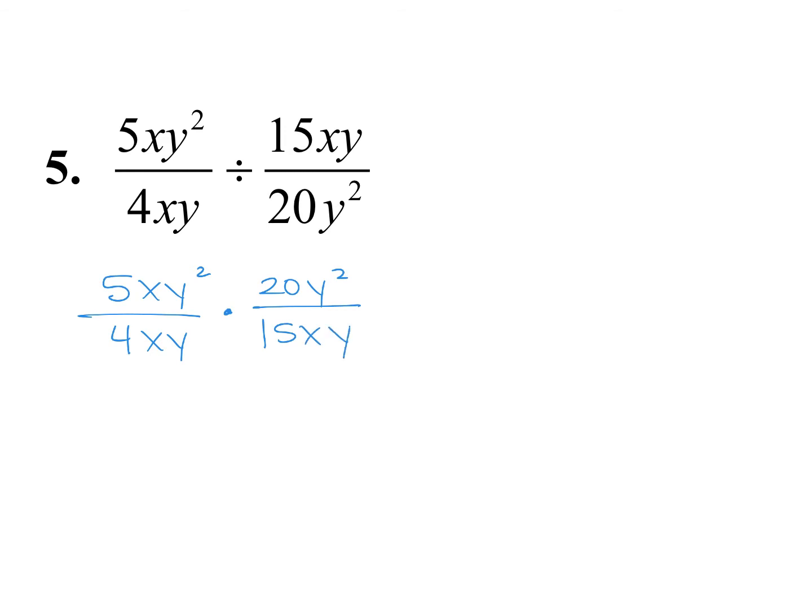Again, I tend to just start slashing. If you want to multiply across right now, you can multiply across. Sometimes it does seem a little easier to multiply across just because of the variables and your exponents. So I'll show you both ways.